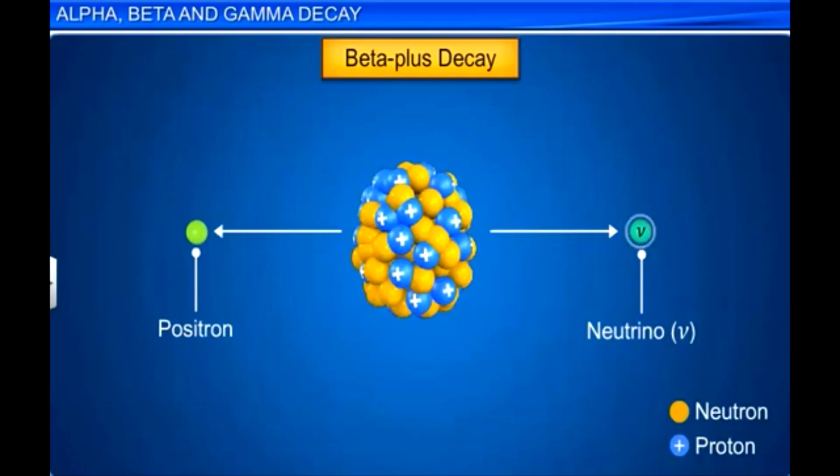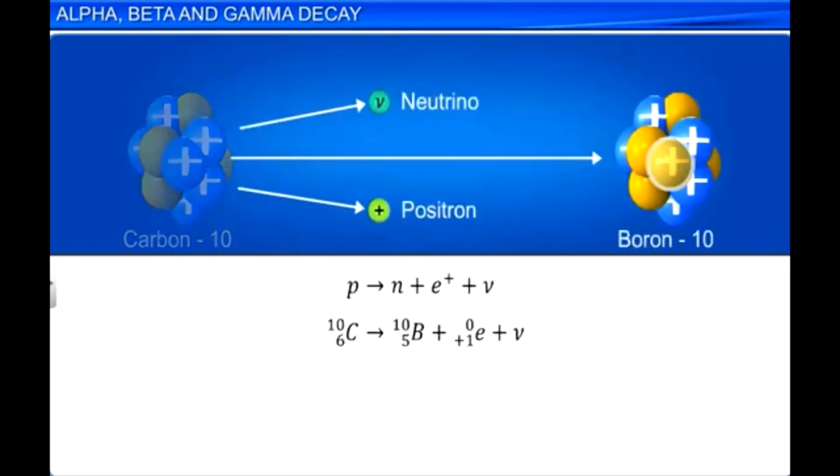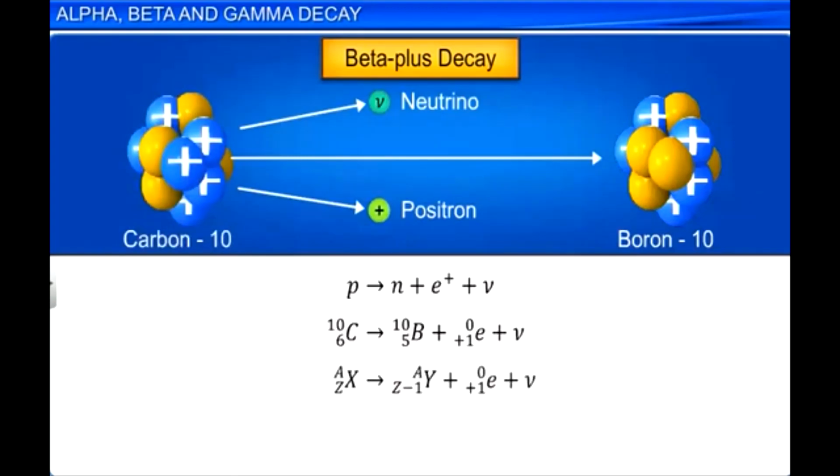For example, when carbon-10 decays into boron-10, it emits a positron and a neutrino. This is called beta plus decay, since the particle emitted is the positron. In a beta plus decay, the atomic number of the daughter nucleus is 1 less than the atomic number of the parent nucleus, with their mass numbers being the same. In beta plus decay, a proton transforms into a neutron inside the nucleus. Along with this transformation, a positron and a neutrino are also emitted.